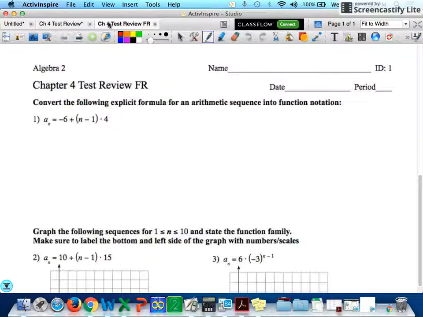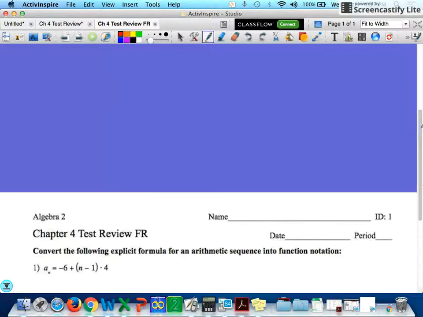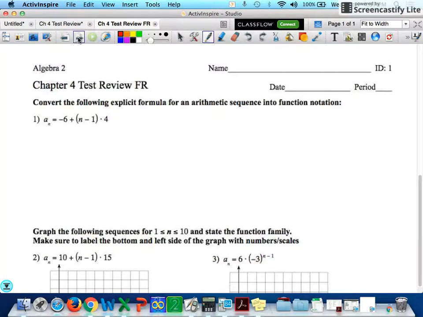I told you you're going to have one just like this, and so here it is. Convert the following explicit formula for an arithmetic sequence into function notation. So our final goal with function notation is that we need to have f of x equals mx plus b. It's basically slope-intercept form, except we have an f of x.